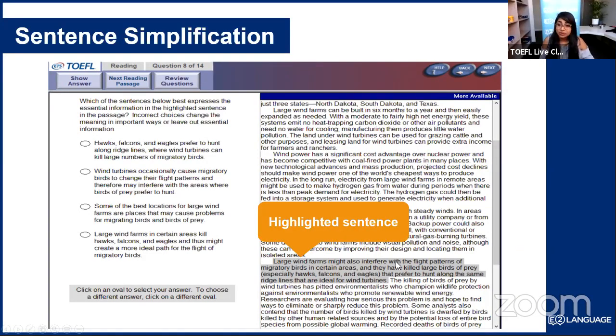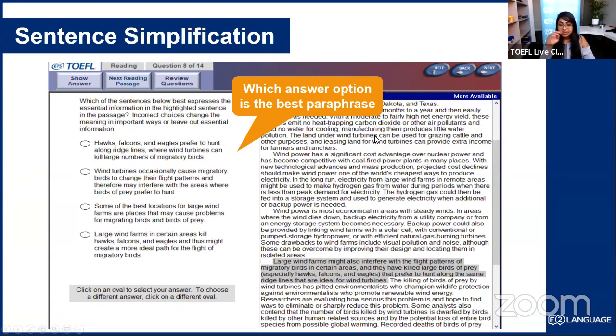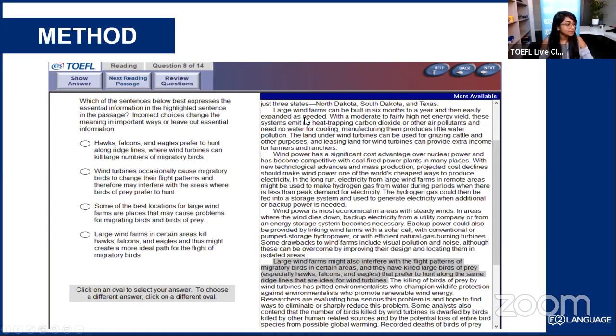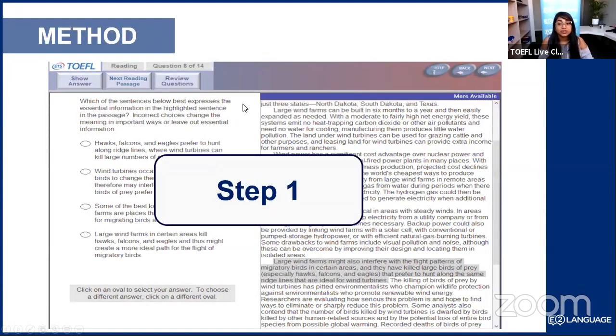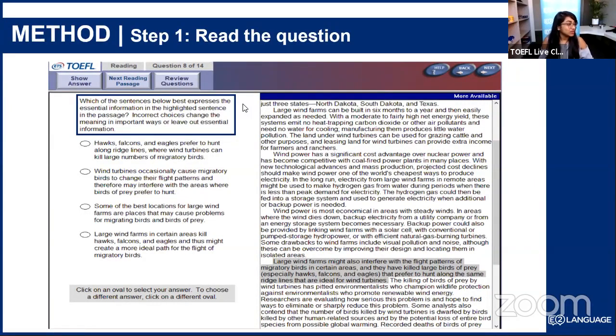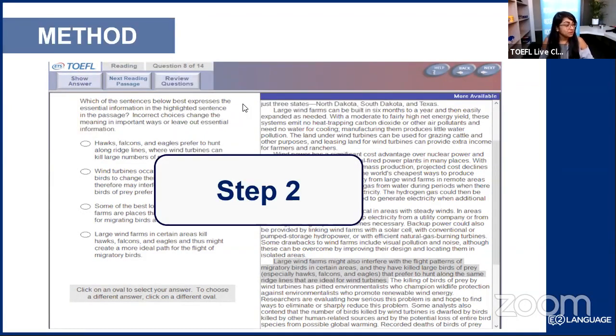And the sentence will always be highlighted for you, so you don't have to find it. The question essentially asks you which answer option is the best paraphrase or the best summary, in a way, of this particular sentence. And it's usually a long sentence. So let's quickly take a look at the method. We have step 1, which is to read the question prompt, which we already did. So that's good. It'll always be the same. So now we know it's a sentence simplification question.